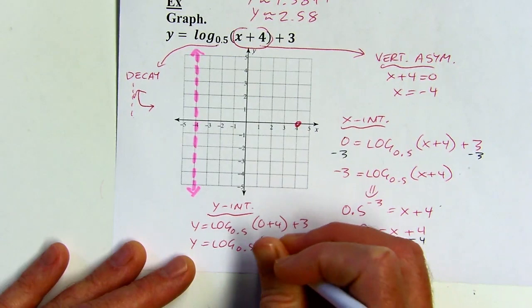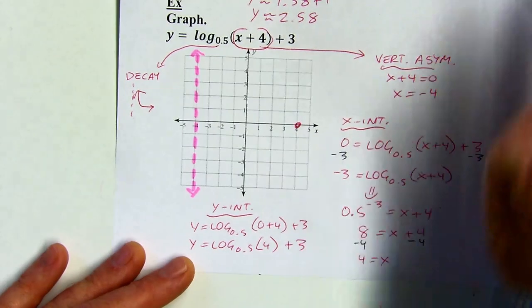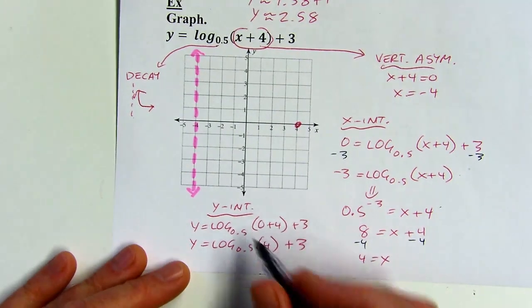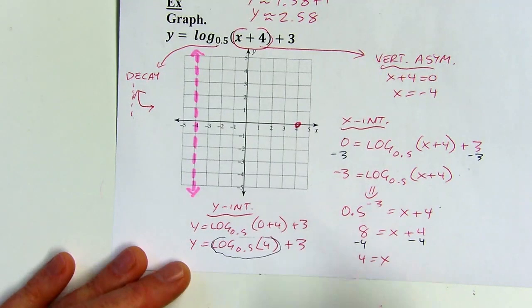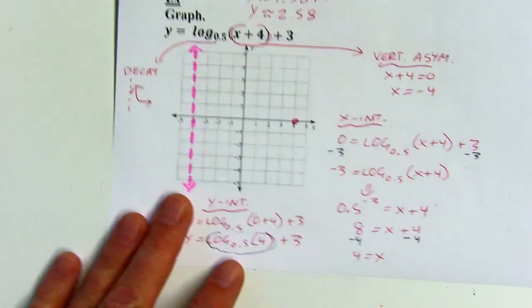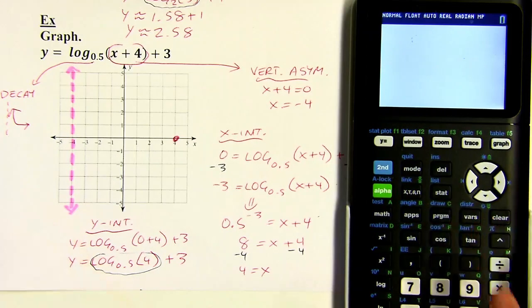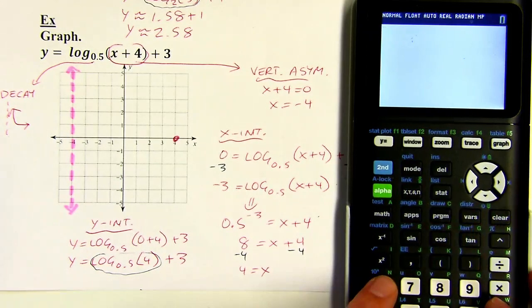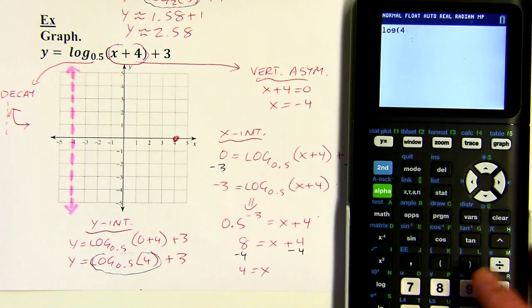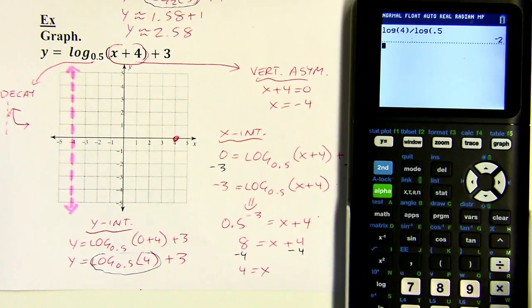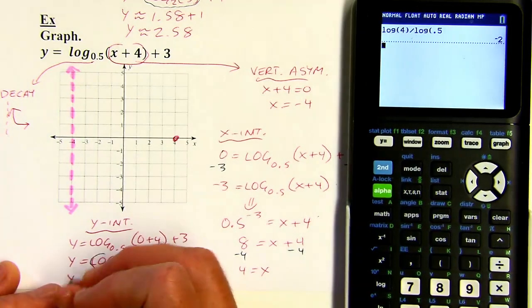Okay, all right. Don't combine those into 7 yet. You want to first do that log in your calculator. 3 is not inside the log. Okay, so let's put that log in our calculator. I'm going to put it in as log of 4 over log of 0.5 using change of base, so that's -2.